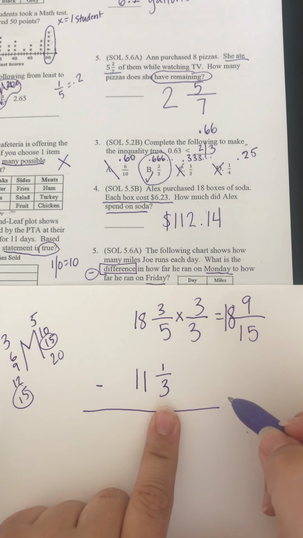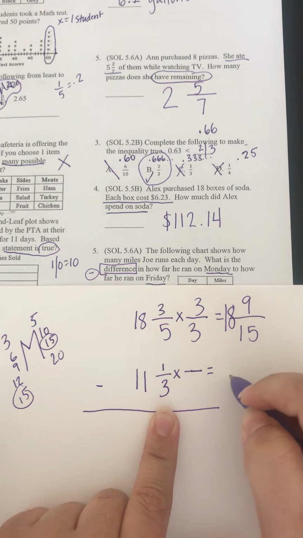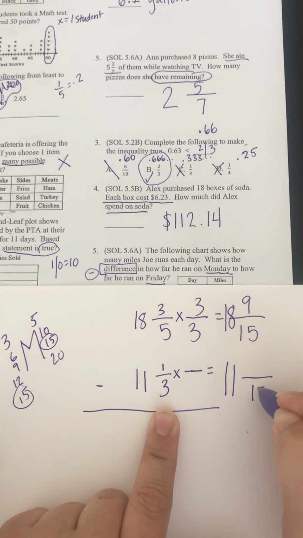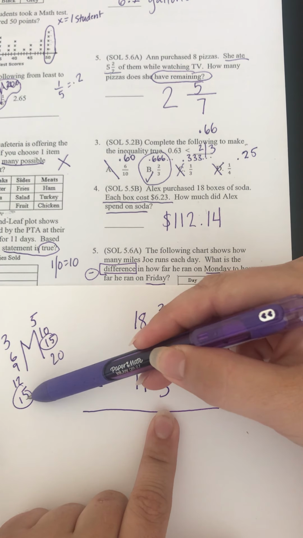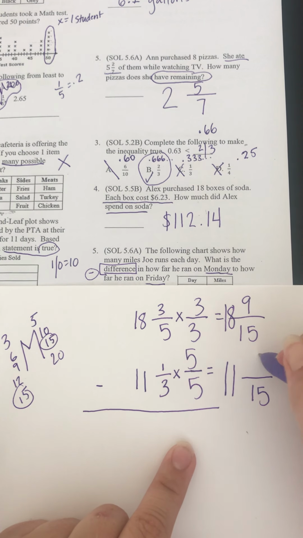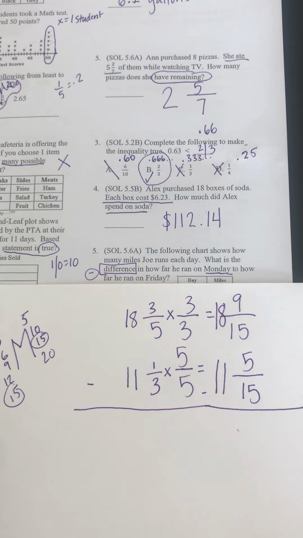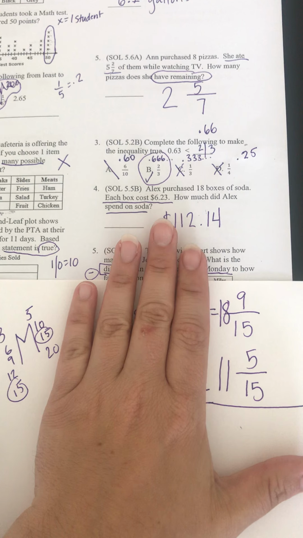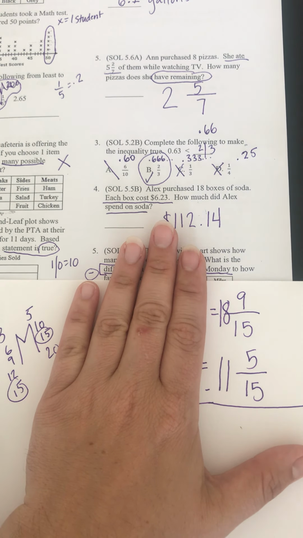Now I need to change 1/3. So 3 times what equals 15? Well, 3 times 1, 2, 3, 4, 5. 3 times 5 is 15. So 1 times 5 is 5. Now I want you to look at the work. All right. Now, if I cover this up and you saw this problem, can you subtract those fractions the way that they are? Yes, because they both have a denominator of 15.